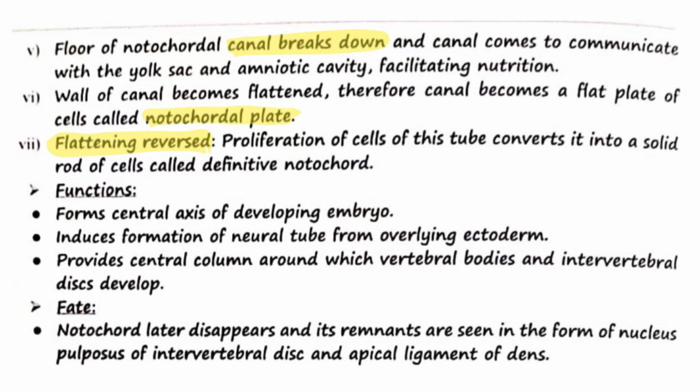Then we have to write about the fate of the notochord, that it later disappears and its remnants are seen in the form of the nucleus pulposus of the intervertebral disc and the apical ligament of the dens, which has specific importance which we learn in neuroanatomy.